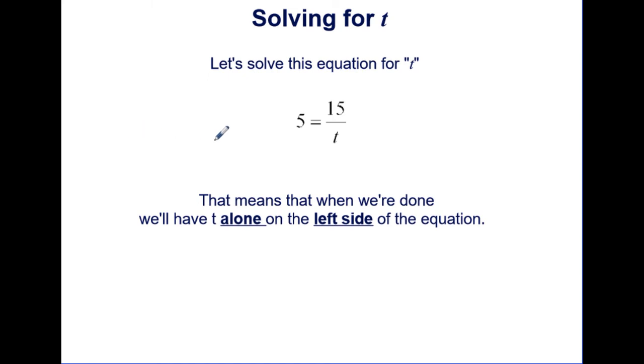Let's solve this equation for t. So here we have 5 equals 15 divided by t, and that means that when we're done we'll have t alone and on the left side of the equation. So think about the examples we just saw and what you would need to do using SADMEG and operations on both sides of the equation to get that variable alone and on the left side.